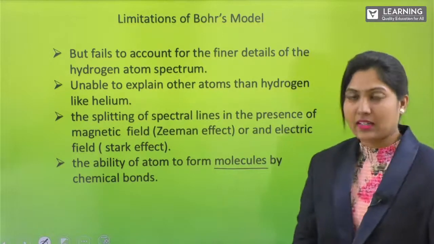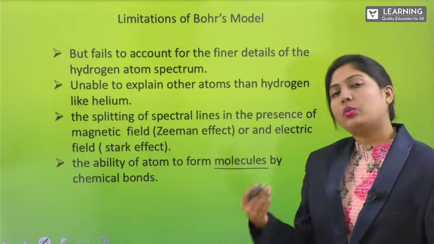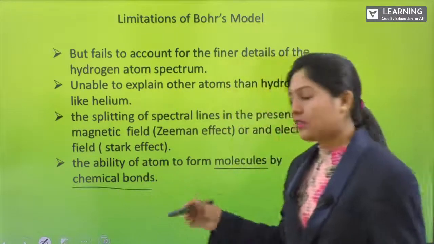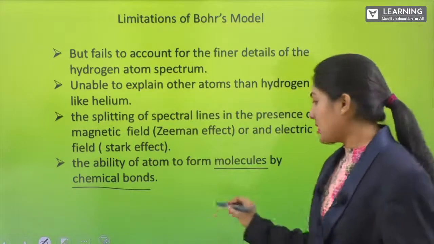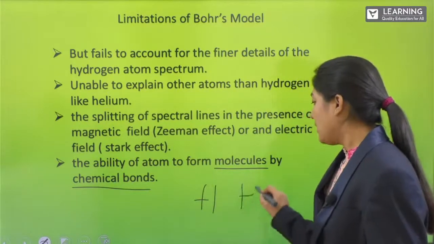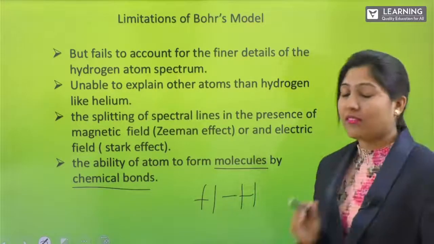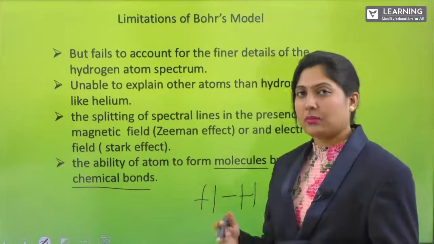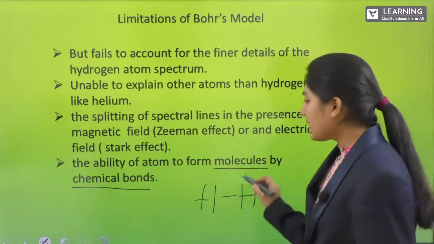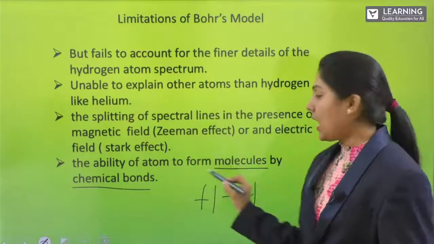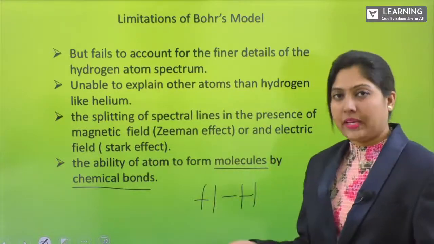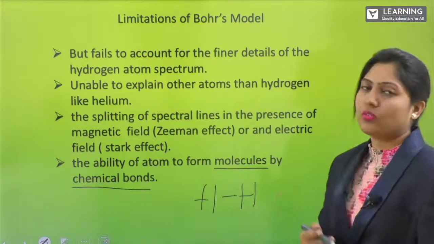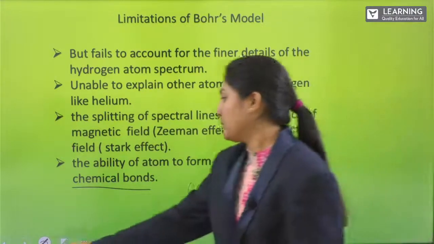Did he explain that? He didn't explain how molecules are formed. They are chemically combined, right? They have bonds, we know that. For example, if I have one hydrogen and another hydrogen, they share electrons and have a bond between them. We have different types of bonds, like ionic bond, coordinate bond, covalent bond. Bohr did not explain how molecules are made. Got it? So these are the main demerits of Bohr's atomic model.